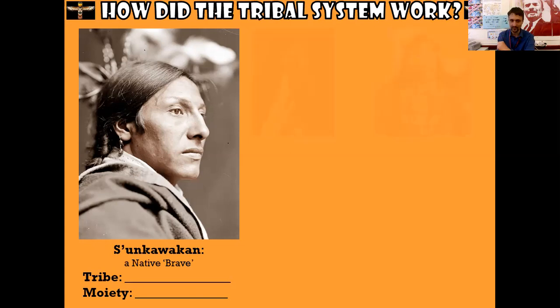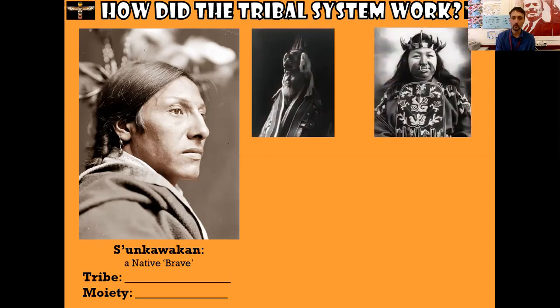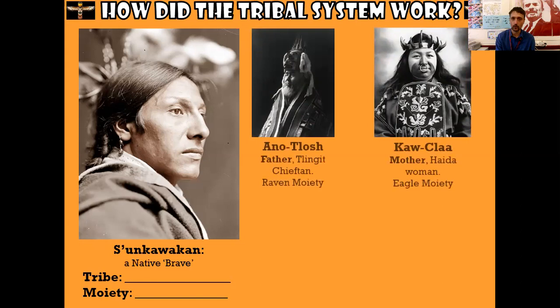Oh, see, always thinking. So here is Sunuk Arkan's mum and dad. We have Anotlosh, his dad, and he was a Tlingit chieftain. That's important. As a chieftain, it was important that he married outside of the tribe. That is unusual. And he's of the Raven Moiety. And we have his mother, Kauka, and she's a Haida woman of the Eagle Moiety. Now the question is this: which tribe and Moiety is Unukaakan?